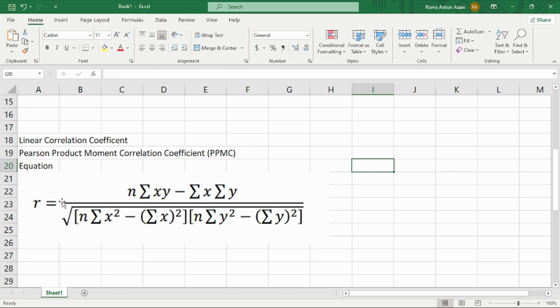And the equation is r is equal to n times the summation of xy minus the summation of x times the summation of y, divided by the square root of [n times the summation of x squared minus (the summation of x) squared] times [n times the summation of y squared minus (the summation of y) squared].